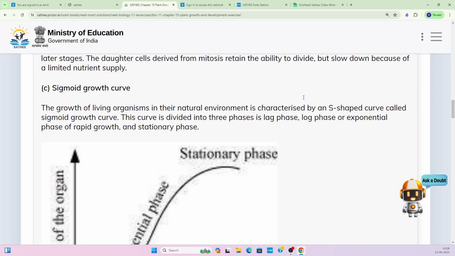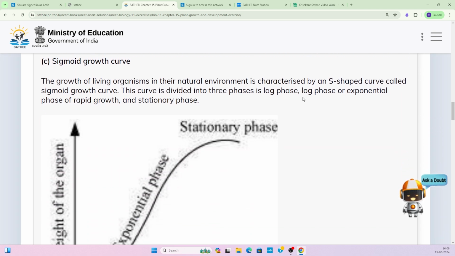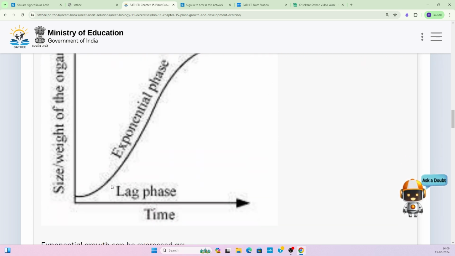Okay, next is the sigmoid growth curve. The growth of a living organism in its natural environment is characterized by an S-shaped curve called the sigmoid growth curve. So in nature, you see such type of growth. Sigmoid means S-shaped growth. This curve is divided into three phases: lag phase, log phase or exponential phase of rapid growth, and stationary phase.